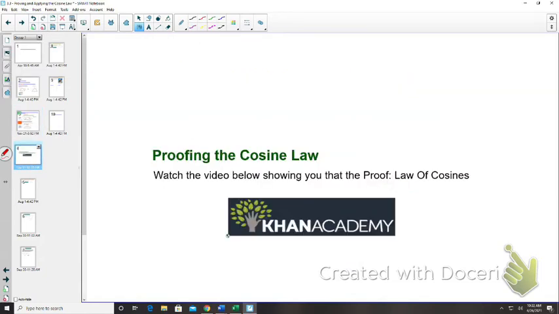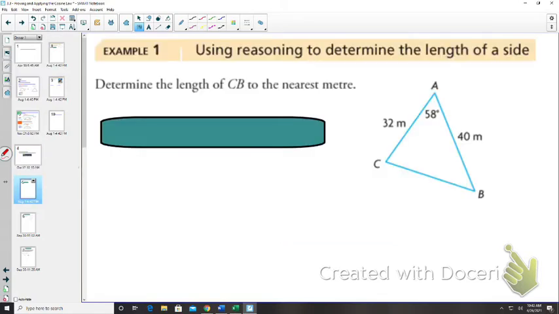Okay, proofing the cosine law. Are you guys interested in this? Yeah, let's watch it. You do want to watch it? Yeah, we're down to watch it. Okay, so here we go. We're getting into it.